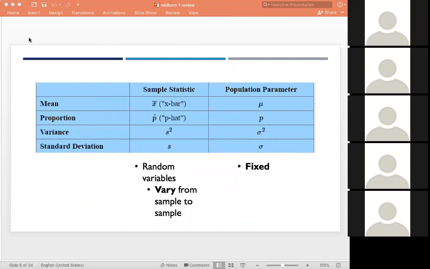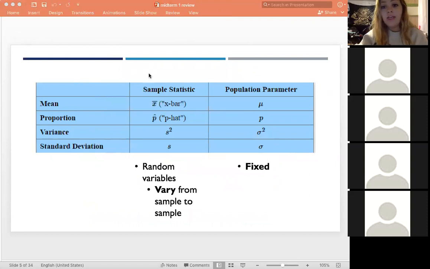This is something that comes up a lot. These are the symbols we use for sample statistics and population parameters, okay? Keep in mind that these two symbols are the only ones that we use for our null and alternative hypotheses. I'm just going to write for hypothesis testing.